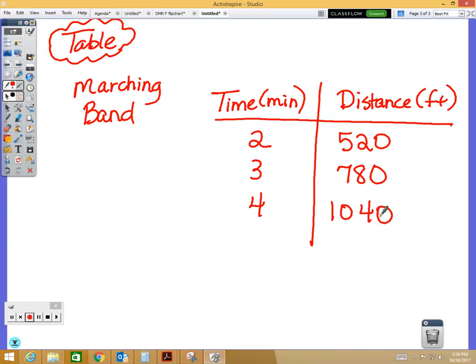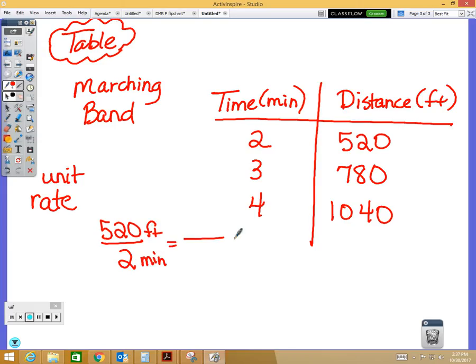And what I want to know is the rate of speed, okay? Whenever I'm finding a rate, especially something called a unit rate, you want it so that it's over 1. How many out of 1? So we are going to find the feet for 1 minute. How do you think we would find that? All right, so you could just do 520 over 2. So 520 feet in 2 minutes. And again, we want to know for 1 minute. So what we'd be doing here is just 520 divided by 2. And that's going to give us 260 feet in 1 minute.